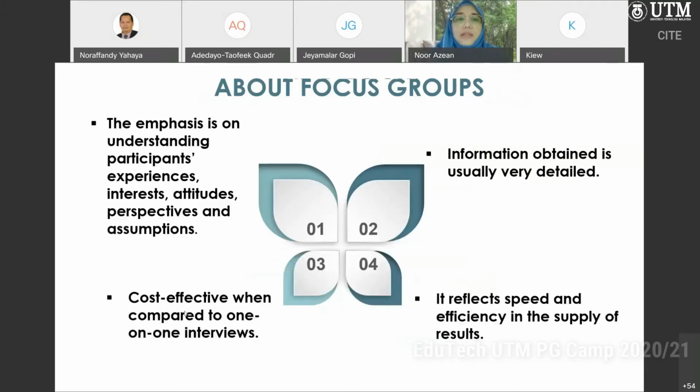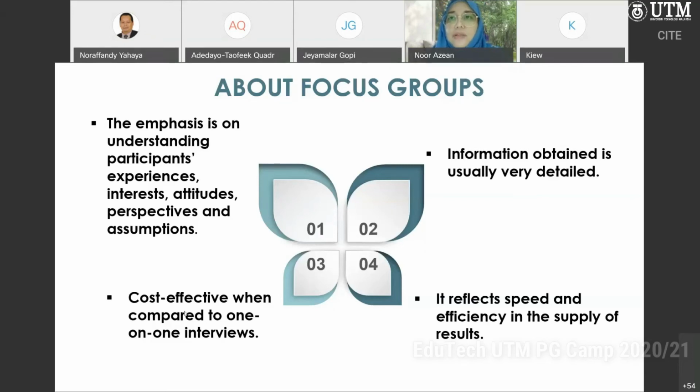Next, why do we need the focus group? Focus group research is a form of qualitative research used to gather rich data. It's very good. This data we can also get from the small group format, from participants who have agreed to focus on a certain mutual interest. The emphasis is on understanding participant experience, interest, attitude, perspective, assumption. This focus group can help us most of the time in a pilot study. So we really need the focus group.